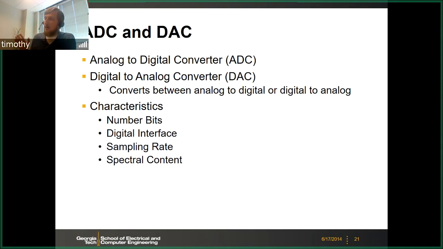ADCs and DACs, these are wonderful, but there are also so many of them that you can't even count. So analog to digital converters and digital to analog converters, they convert between the analog and digital domains. They have a lot of characteristics, specifically the number of bits, the digital interface, the sampling rate, the spectral content, how noisy they are. The larger the bandwidth, the noisier it's going to be because it has more energy in that noise floor.